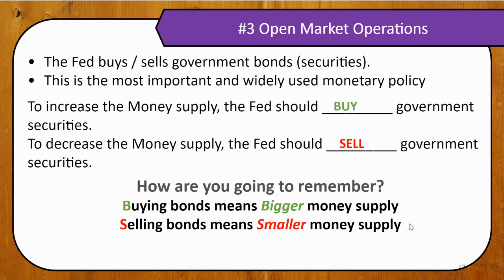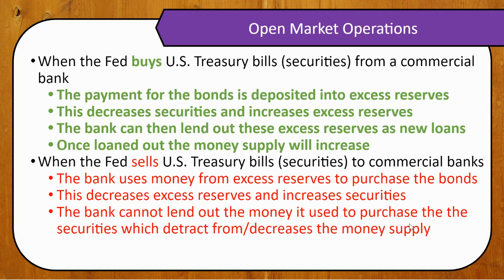You are going to remember what's happening to money supply, and which way it's shifting, by remembering this: buy big. So if they're buying securities, they're increasing the money supply. MS is shifting right. Sell small. If they're selling securities, they're decreasing the money supply. MS is shifting left.